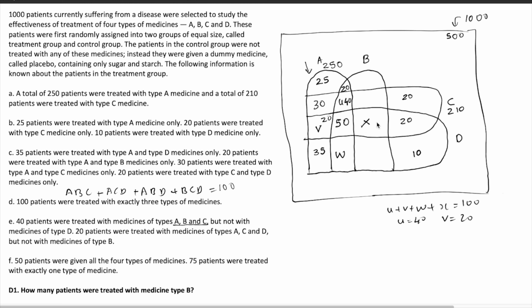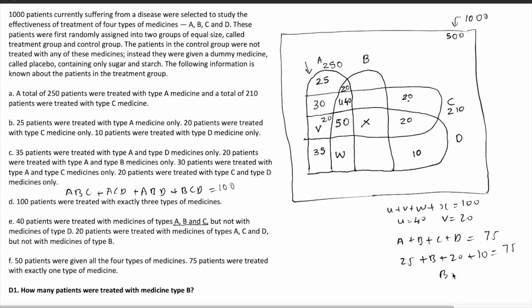75 patients were treated with exactly 1 type of medicine. So what does that mean? A only or B only or C only or D only is equal to 75. Total is 75. If you look at the diagram, you can see that A only is 25, B we don't know, C only is 20 and D only is 10, equal to 75.